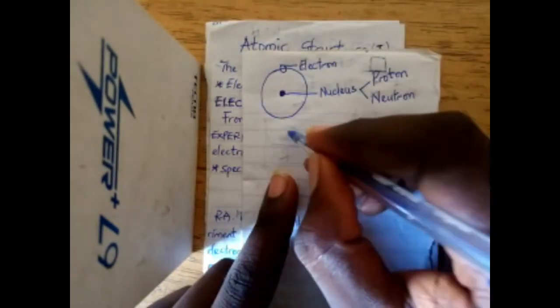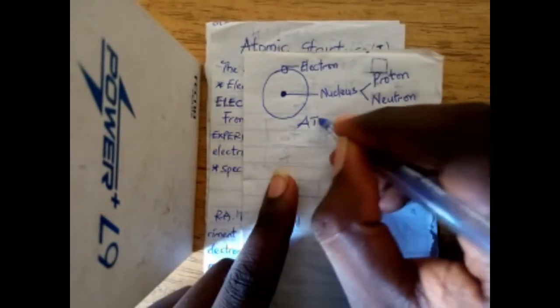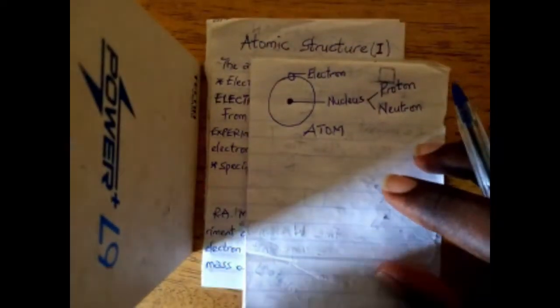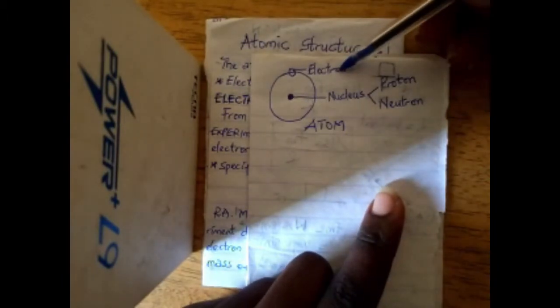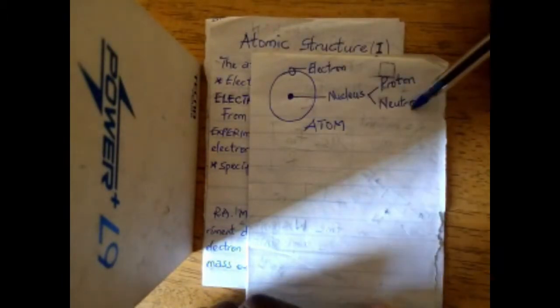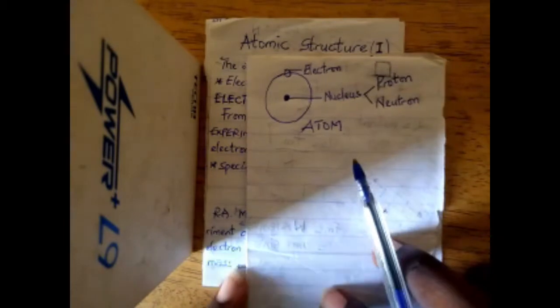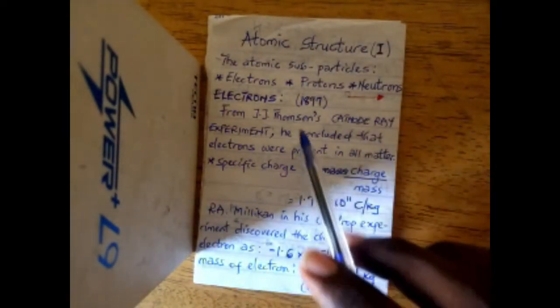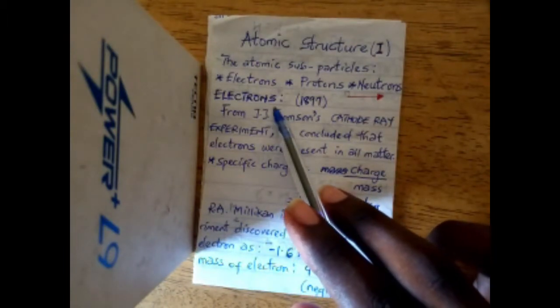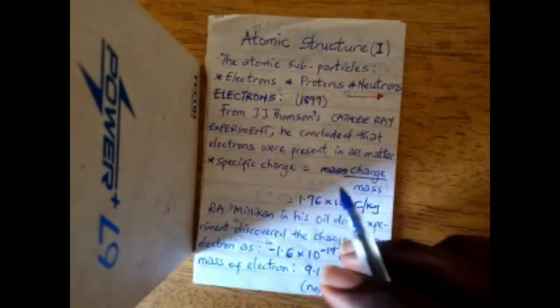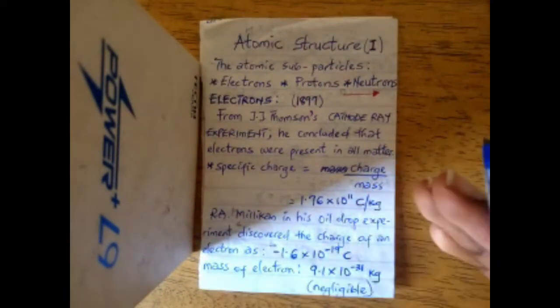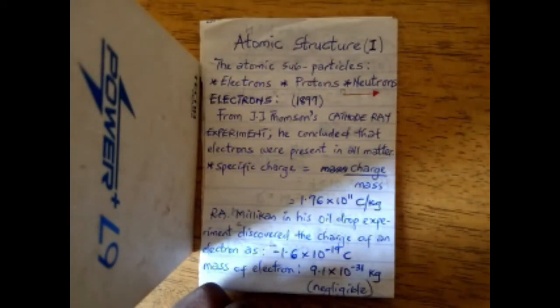So basically, an atom is made up of three main subparticles, which is the electron, the proton, and the neutron, which we'll be looking at very quickly. So the first subparticle we'll be talking about is the electron, which was discovered by J.J. Thomson. Now we need to have a brief overview of these particles before we can understand basically how we'll be using them in subsequent classes.